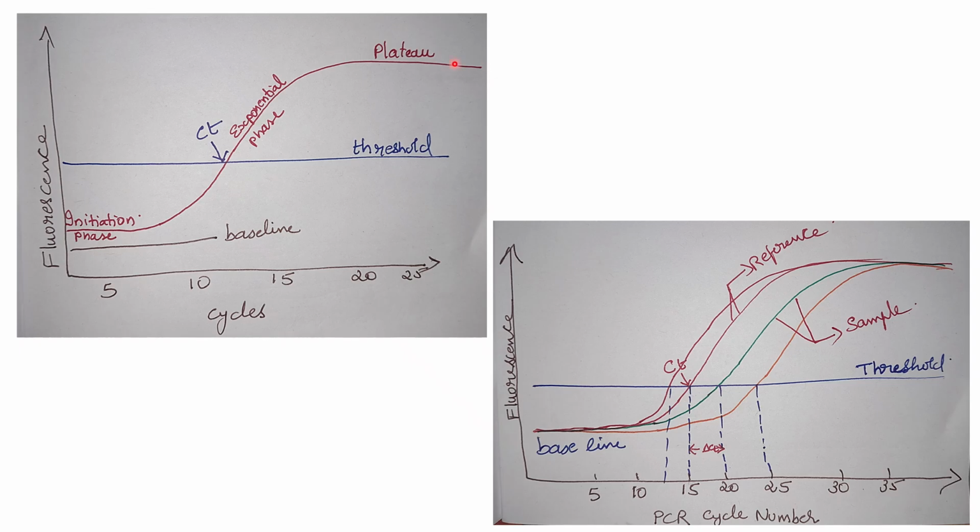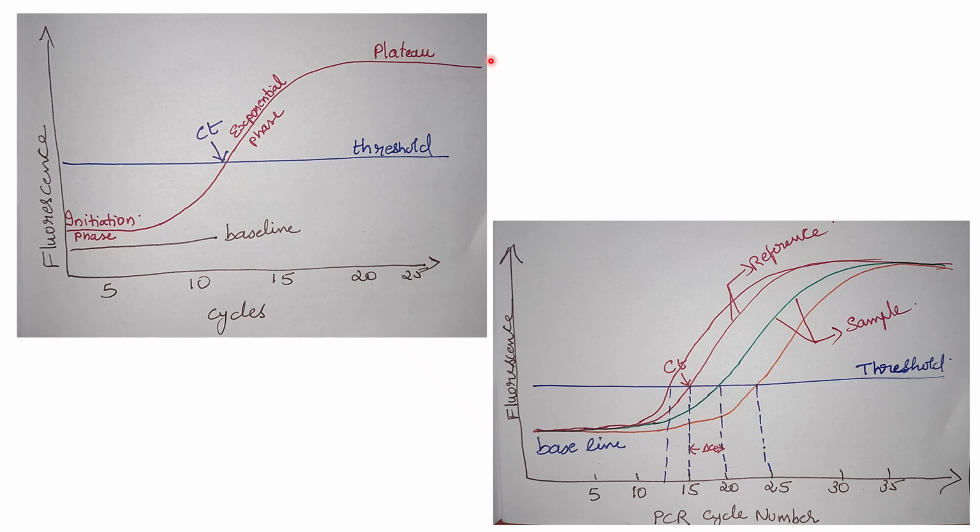And then it will come to the plateau phase. The plateau phase is when all the reagents you have added for your RT-PCR have been exhausted and finished. So you won't observe any increase in the fluorescence, and it will form the plateau, and quantification is not possible in the plateau phase. Okay. So far you have understood.